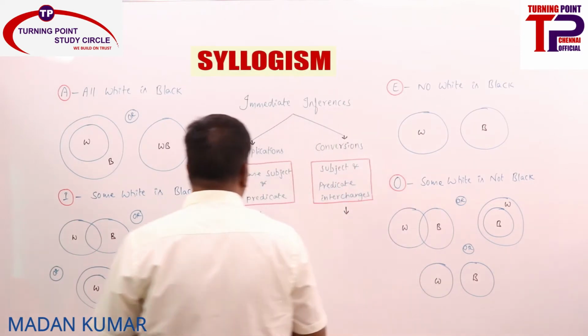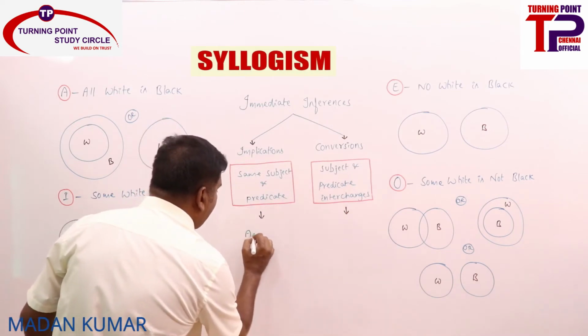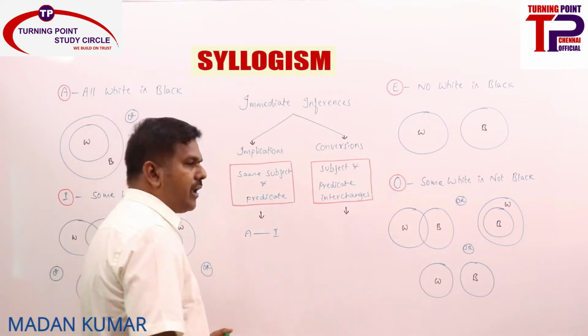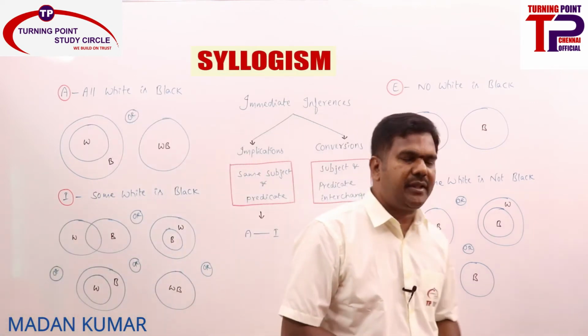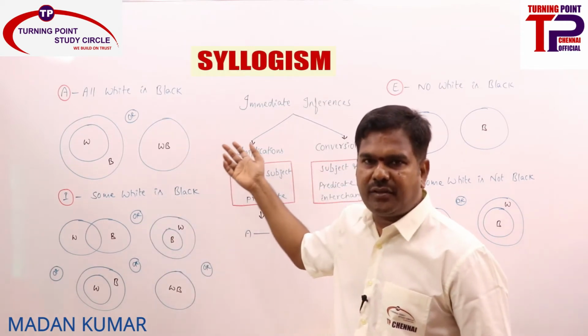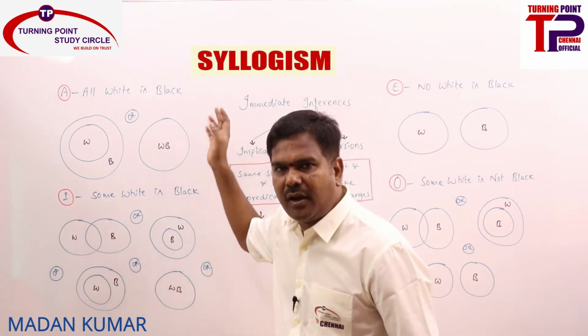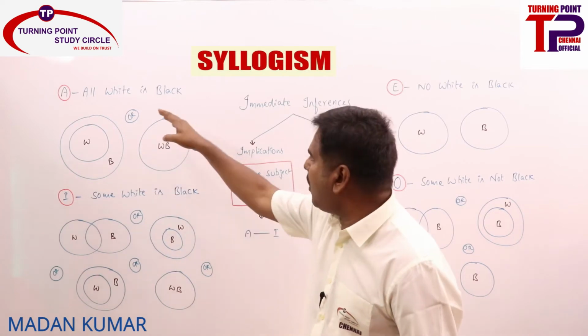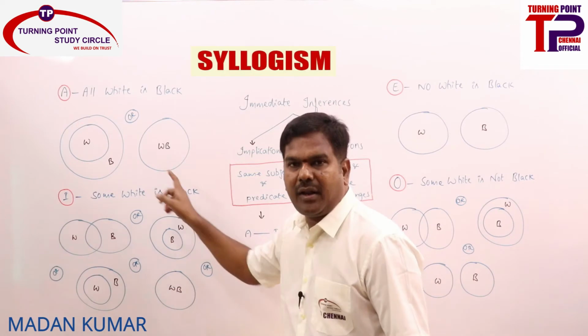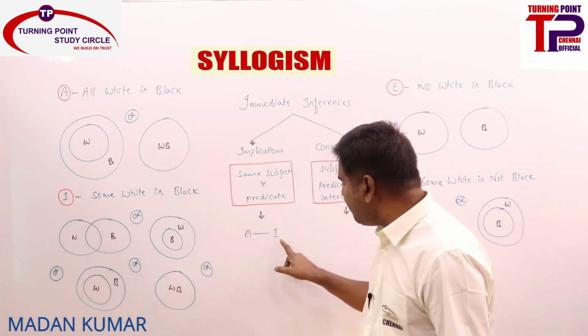So always remember implications. A is directly implied by I. What does that mean? Whenever an A statement is there, you can directly mean that the I statement is also there. The I statement is already there in the A statement. So all white is black means some white is black is automatically right. Now we have confirmed A is directly implied by I.